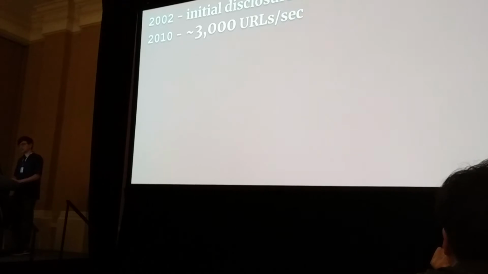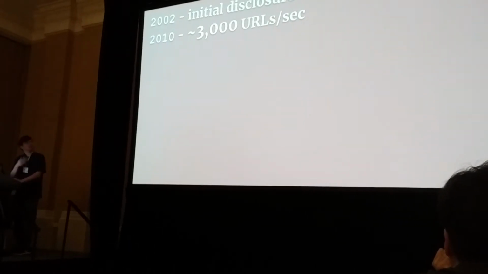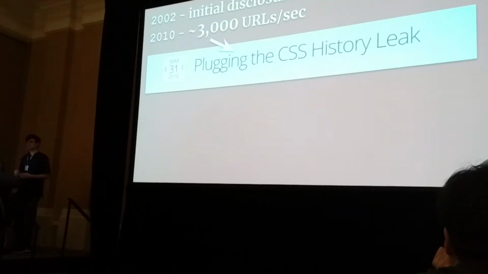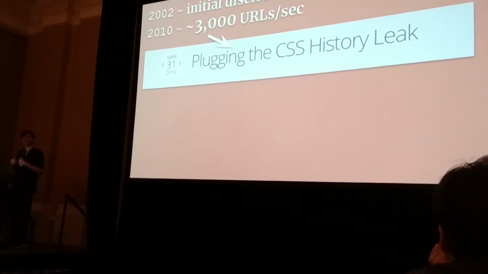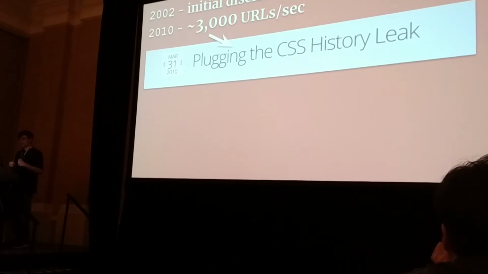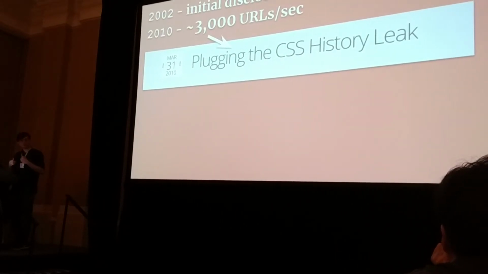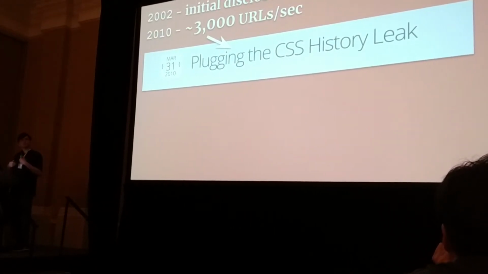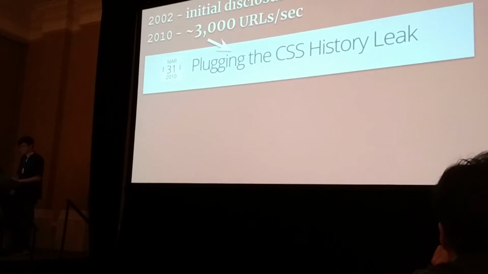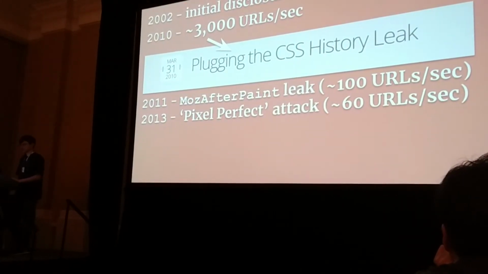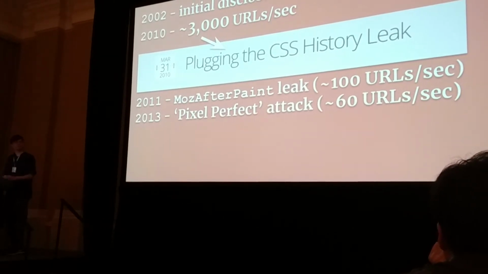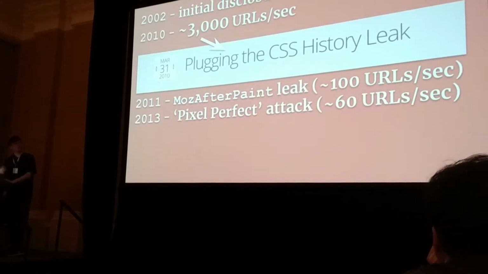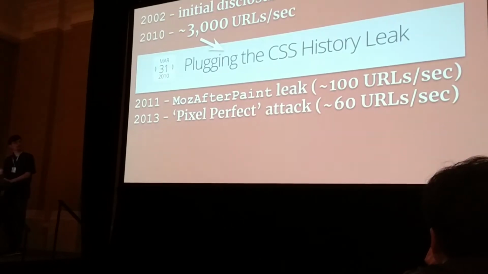So if this all got started in 2002, then by 2010 we were seeing bandwidth figures on the order of 3,000 URLs per second. And this is what finally, 8 years after the initial disclosure, pushed browser vendors into acting to protect their users, plugging up that original visited links hole, even if it broke backwards compatibility a bit. But of course the story didn't end there. In the intervening years, various new techniques for doing history sniffing have been discovered, mostly exploiting that visited links feature again, but in different ways.